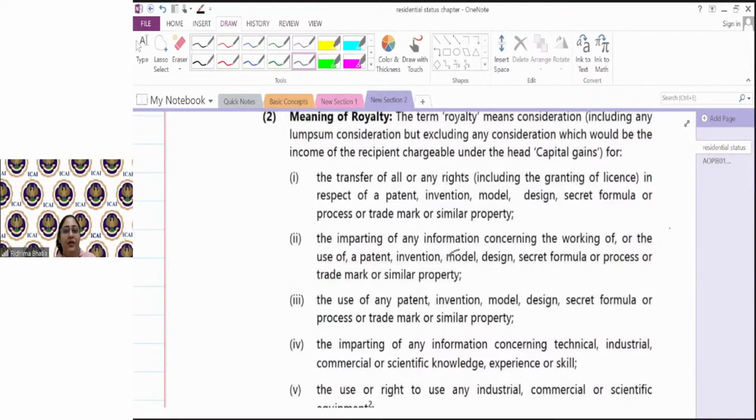अब वो protect करके if someone else wants to use, so you give them the right to use that particular asset. You might not be transferring it completely, but you're giving them some exclusive right to use that particular formula, that particular invention, that particular design, that particular methodology, anything.